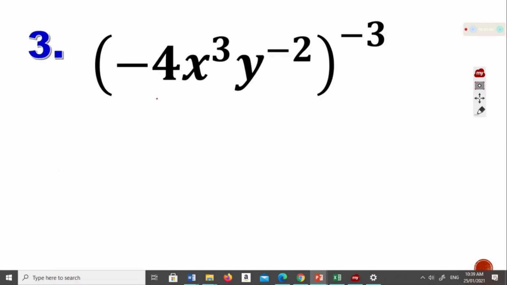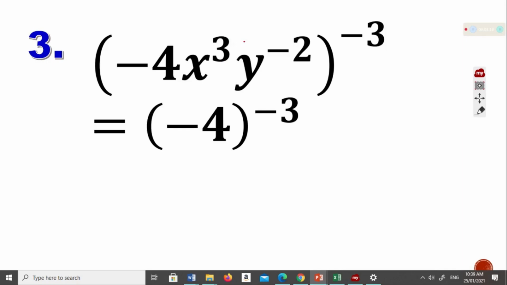Okay, next. The quantity of negative 4x cubed y raised to negative 2, all raised to negative 3. So, you may distribute this negative 3 to each term inside the parentheses. So, negative 4 raised to negative 3, because the exponent of negative 4 inside the parenthesis is 1 multiplied by negative 3, so negative 3. In the exponent of x, 3 times negative 3, so it became negative 9. And yung sa y naman, ang exponent niya ay negative 2 times negative 3, so magiging positive 6.